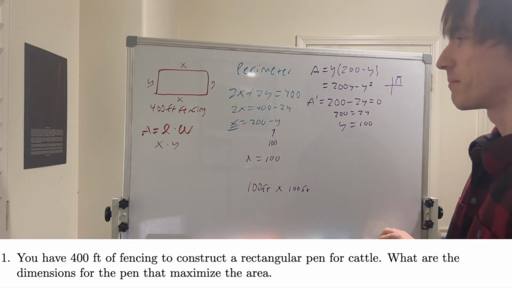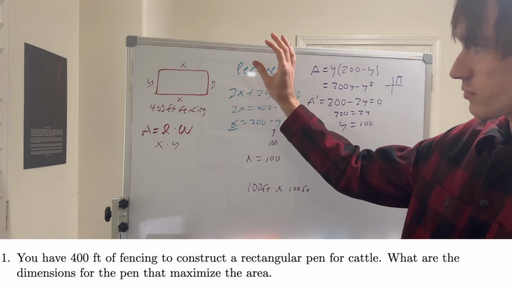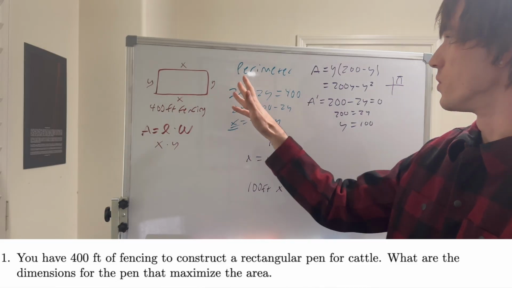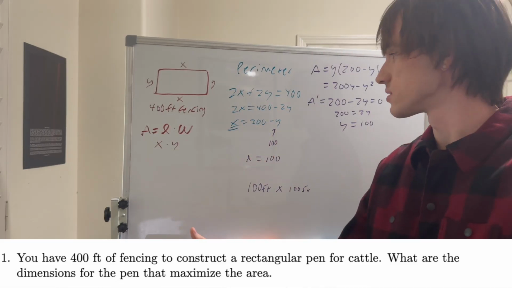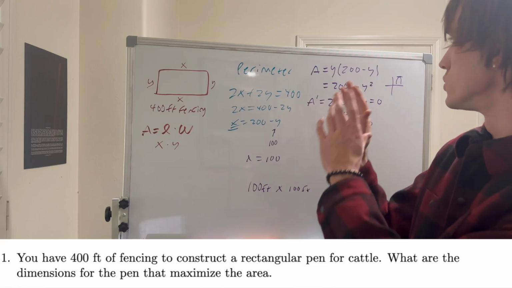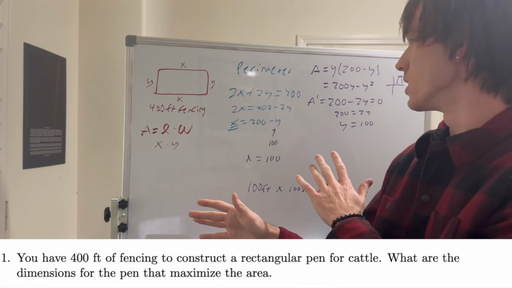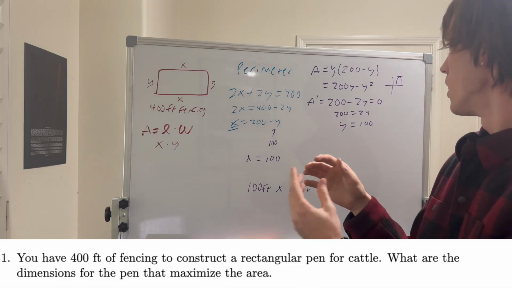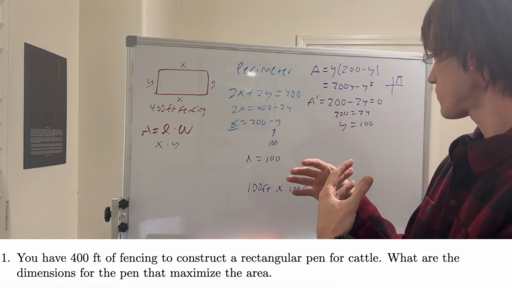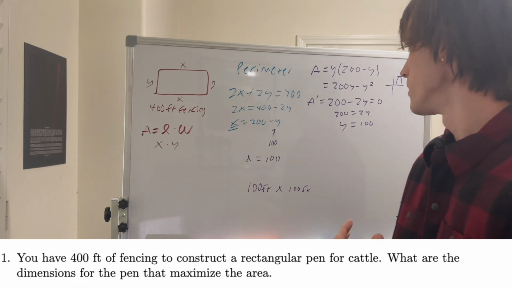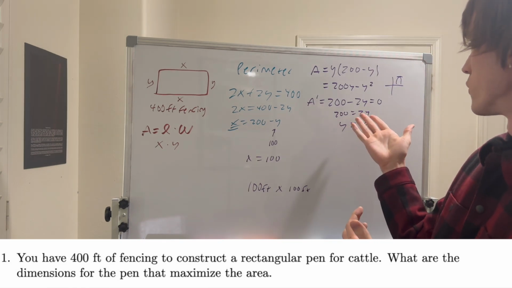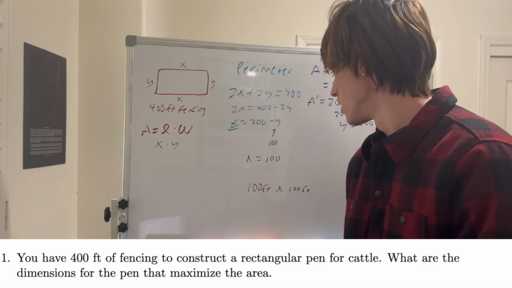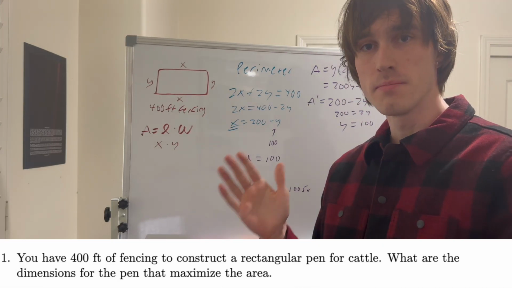To just recap really quick on what we did, we drew a picture, we set up our x's and y's, we knew that we had 400 feet to work with, and we set up an equation so we could isolate the x. Then we plugged the x into our area formula, and realized we're going to have a maximum. How do we find that maximum? We find it by setting the first derivative equal to 0. We get y equals 100, and then x equals 100, and our dimensions are 100 feet by 100 feet.